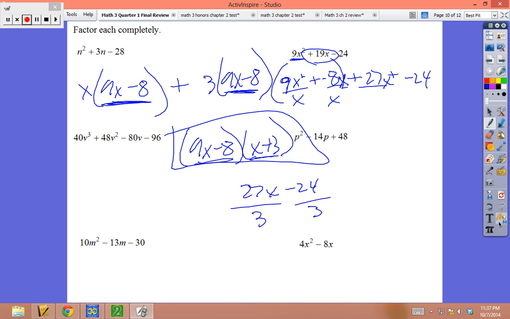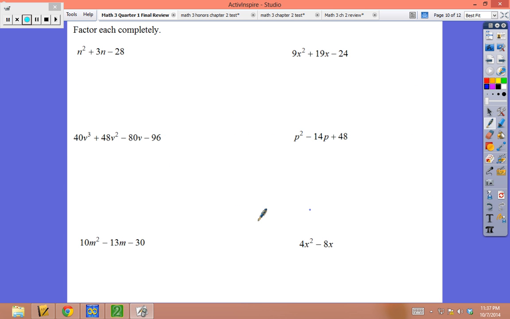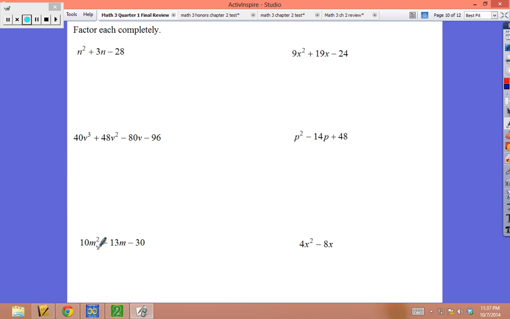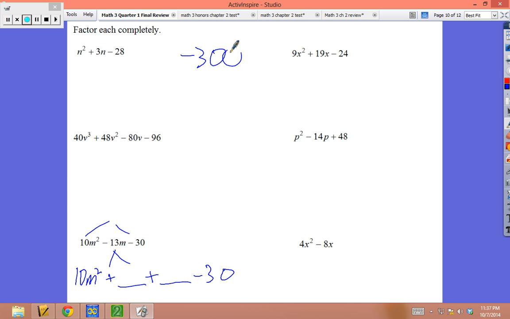Okay, that's a lot of work. Those ones are kind of tough. This one, the same thing. You're going to break this into 10m squared plus a blank minus a 30. Now I'm going to rewrite this as a polynomial with 4 terms so I can do some grouping. So times your first and your last, 10 times negative 30. My number is negative 300.